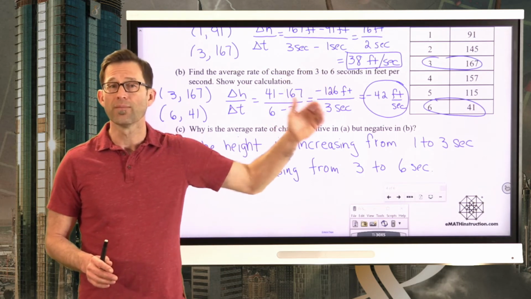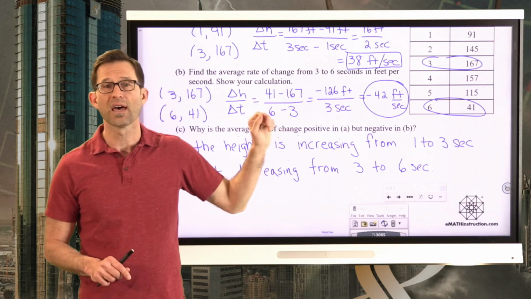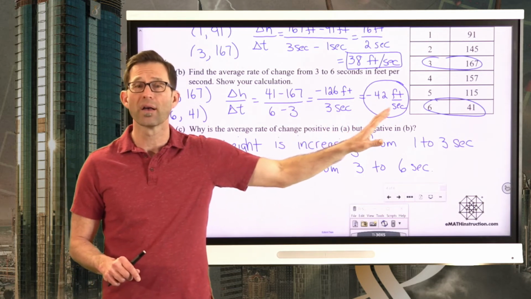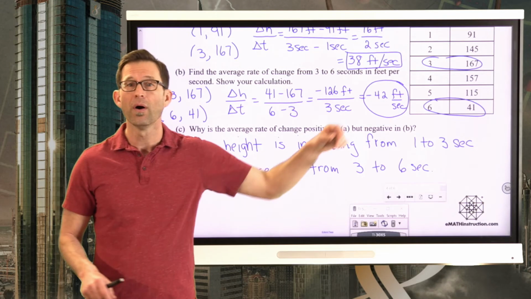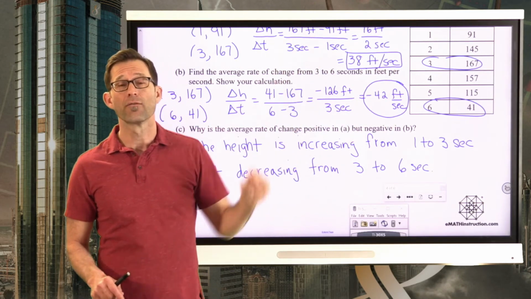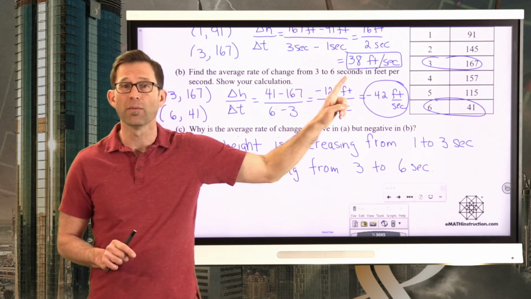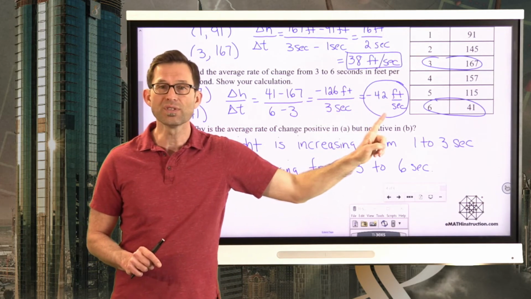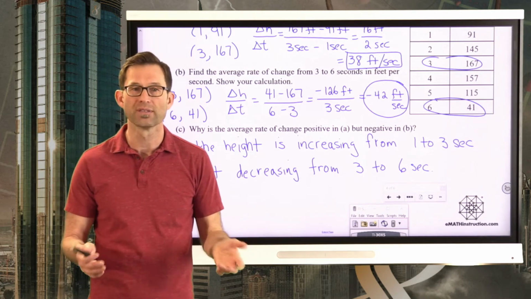So if we had made a very, very understandable error and done 167 minus 41 instead of 41 minus 167, we would have gotten a positive here as well. And that would have told us that the ball was actually going up from 3 to 6, literally gaining 42 feet in height for every second that passes. But in fact, it's gaining 38 feet per second for every second that passes from 1 to 3, and then it's losing 42 feet per second for every second from 3 to 6.